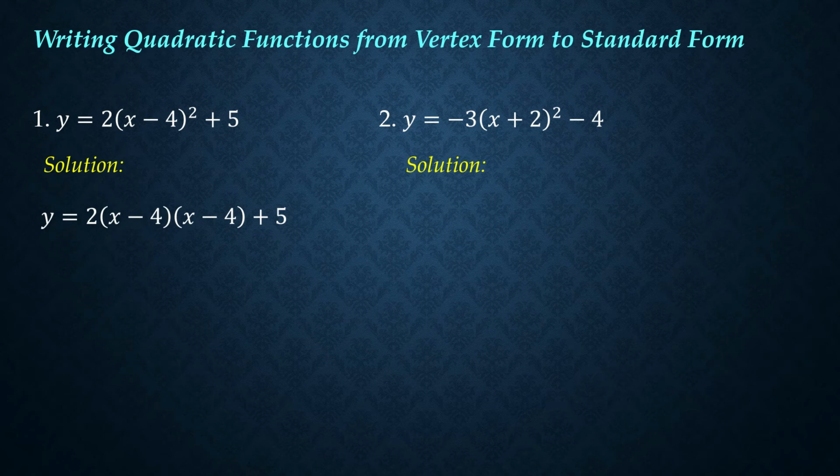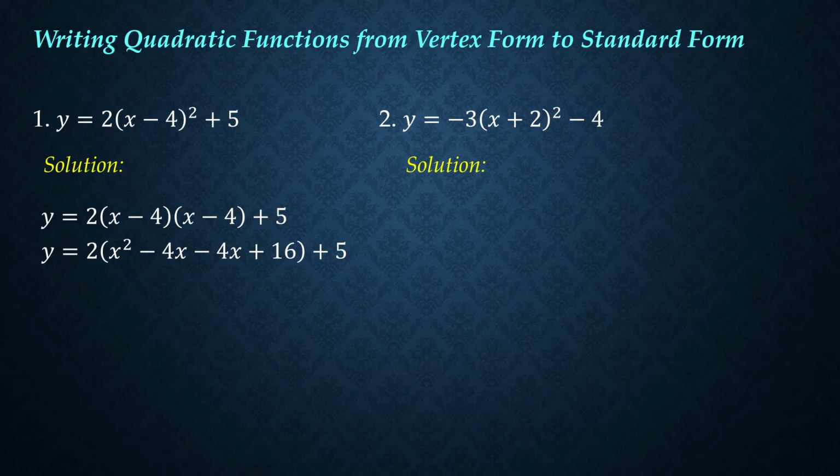Y is equal to 2 times two x minus 4, because as you can see on the given equation, that is the square of the binomial x minus 4. So it means two binomials x minus 4, then copy plus 5. So what's next? We will get the product of the two binomials x minus 4 using the FOIL method: first term, outer, inner, and last.